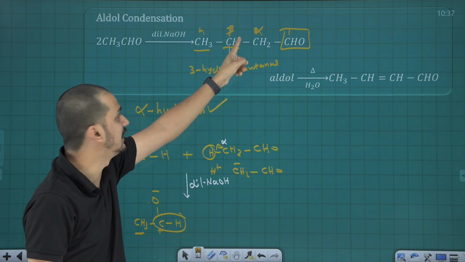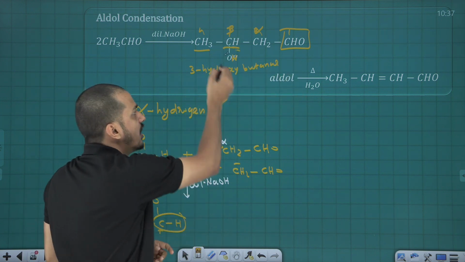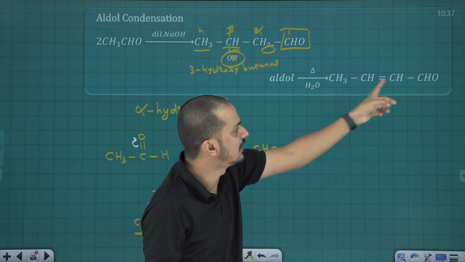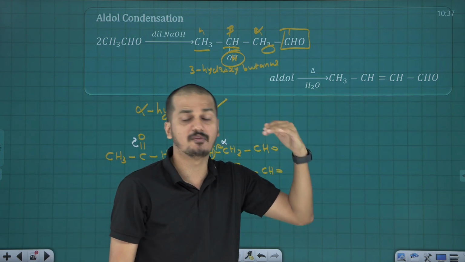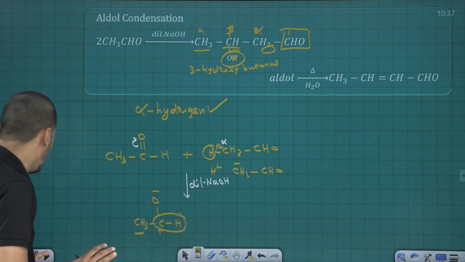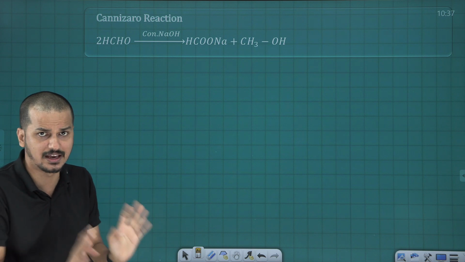Once you are heating that one, from beta OH will go, from alpha H will go. In between alpha and beta, a double bond will come. That is, a water molecule is eliminating. That is what is called aldol condensation. That idea you know how to write it. Everything you know.